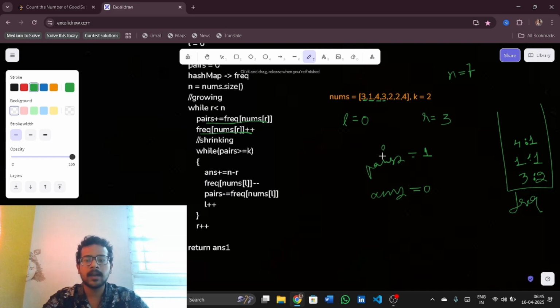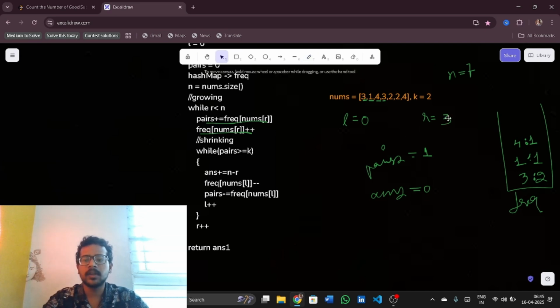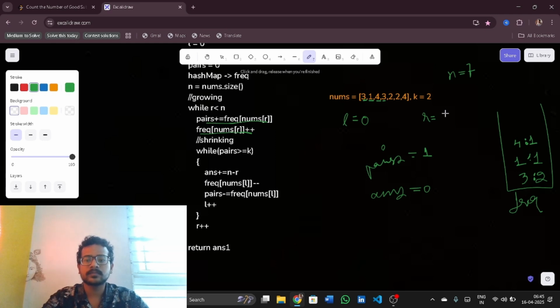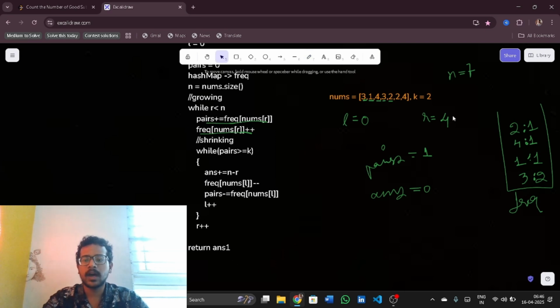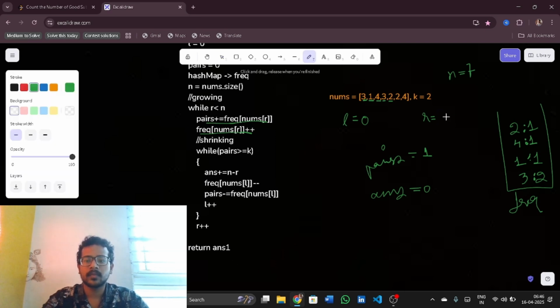No, false. R plus plus. R is becoming 4 now. Now pairs plus is equal to frequency of nums of r. Here I have a 2. Do I have a 2 before in the hash map? No. Frequency of nums of r plus plus, 2 is incremented by 1. Okay. Now pairs is greater than or equal to k? False. R plus plus, going r to 5.